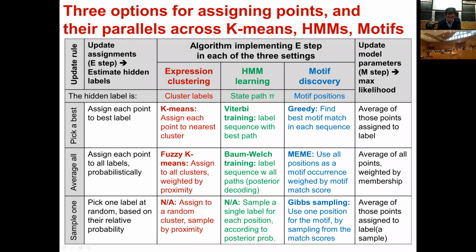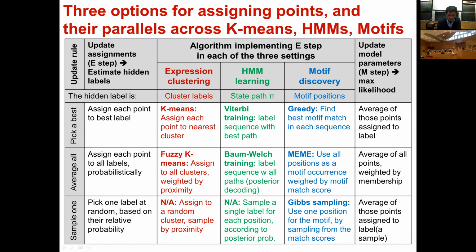Cool. So what have we seen? We've seen expression clustering and we've seen HMMs. And we saw some parallels between the two. And in a couple of lectures, we're going to see motif discovery. And then we're going to see some parallels again. Okay? So let's now make those parallels explicit.